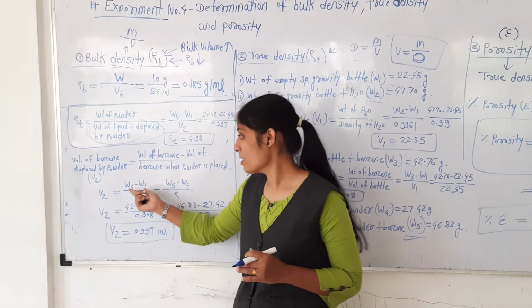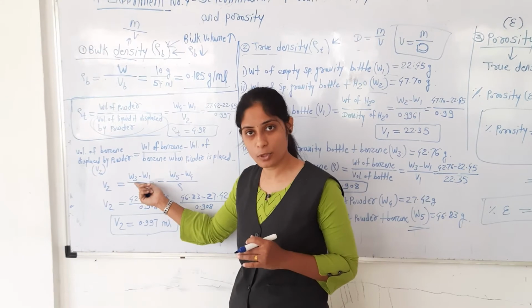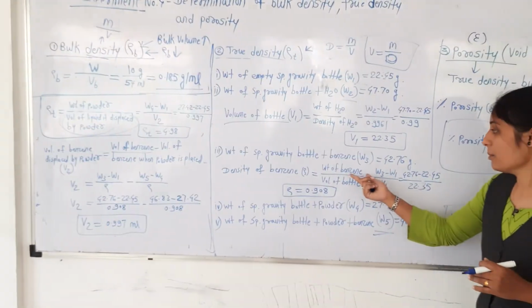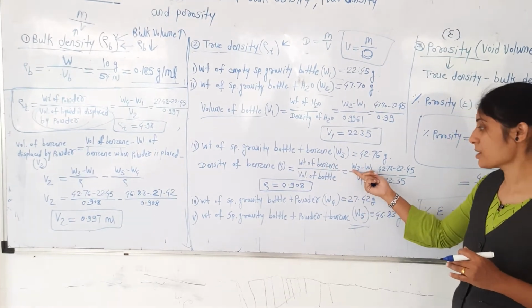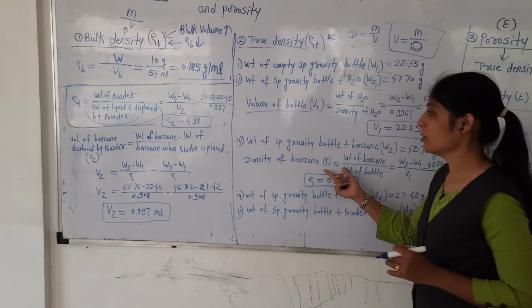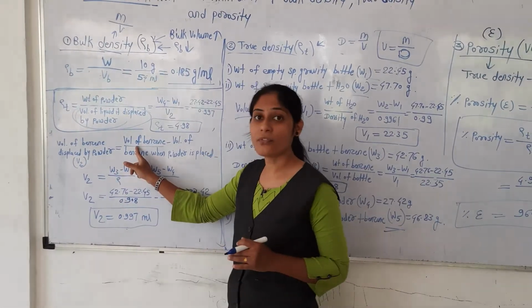So mass upon density means the mass of the benzene, that is W3 minus W1. How can we determine the mass of benzene? For determination of the mass or weight of benzene, we can use W3 minus W1, divided by the density, that is rho, the density of benzene.